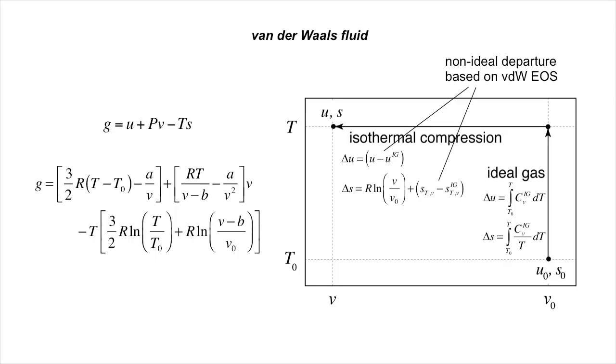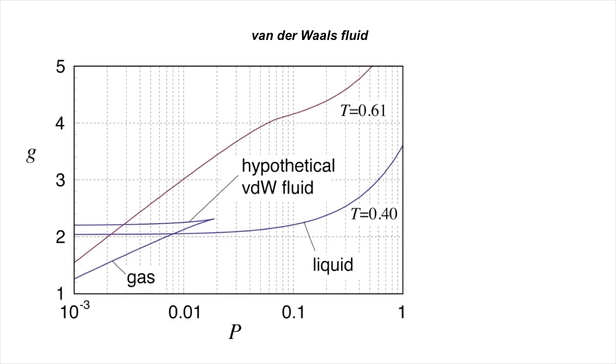What does this function look like? Shown here is G versus P at fixed temperature, where I have taken the parameters CV, R, A, and B from the results of our simulation of a 2D Lennard-Jones fluid. We can see that for T equals 0.6, shown in red, which is above the critical point, G increases monotonically with P. This means that at any given pressure, there is only one possible value of G, which the fluid will have as a single phase.